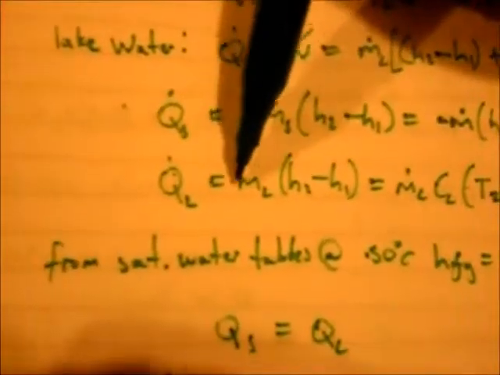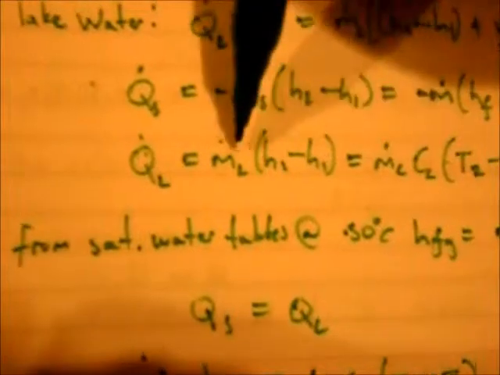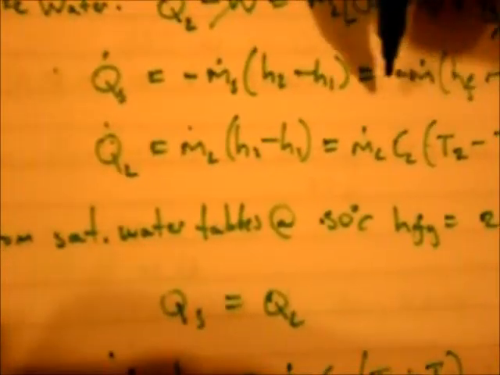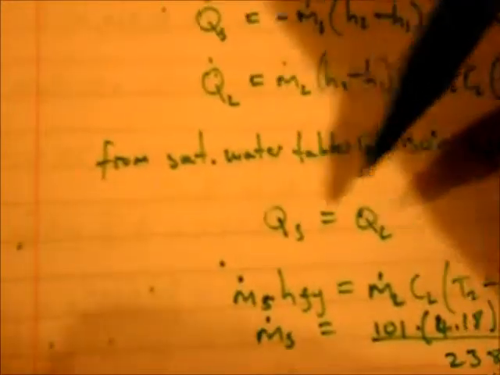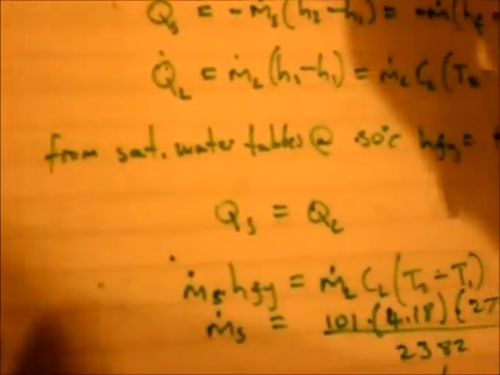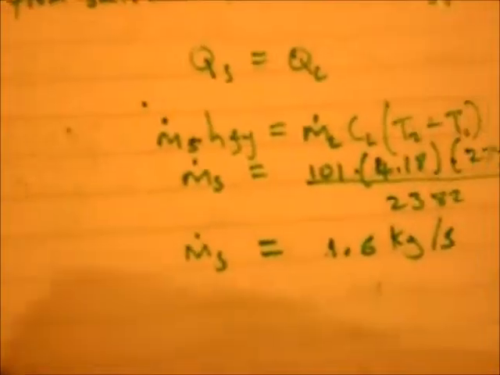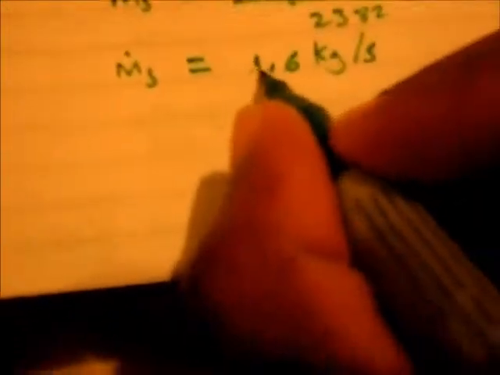And for the lake water, you can simply equate m dot L (h2 minus h1) to m dot L CL times (T2 minus T1), and you equate both of them, meaning that they're both interacting with each other in a condenser, and simplify, and that will give you your answer.